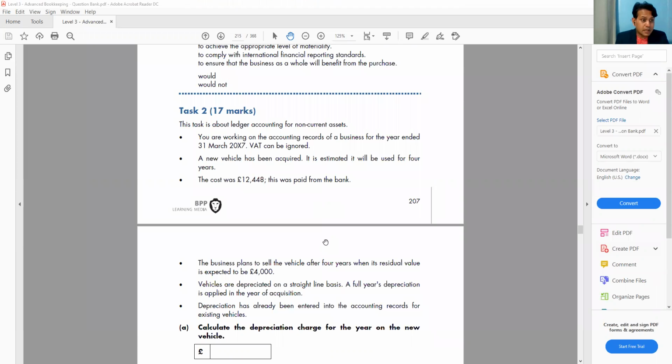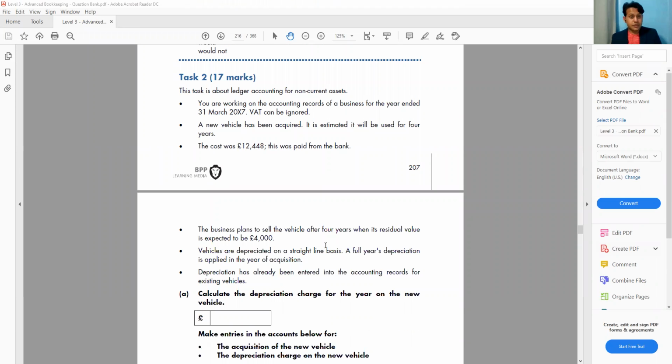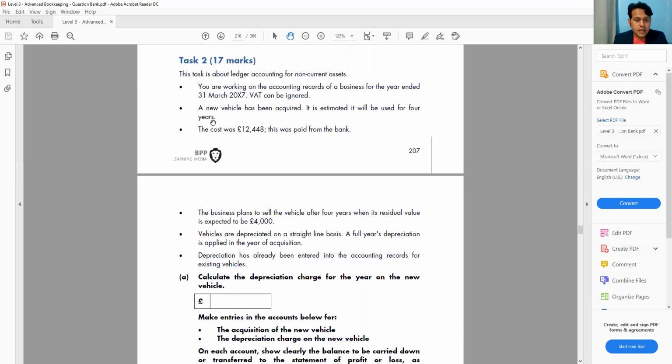Yes, there might be internal authority as well. So let's move to our Task 2, for the 17 marks we have here. Let's read this question. This task is about ledger accounting for non-current assets. You are working on the accounting records of a business for the year ended 31st March 2007. VAT can be ignored, okay? A new vehicle has been acquired, so we buy a new vehicle, a new car, and it is estimated it would be used for 4 years.